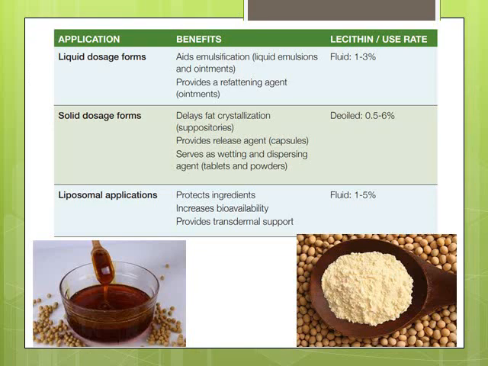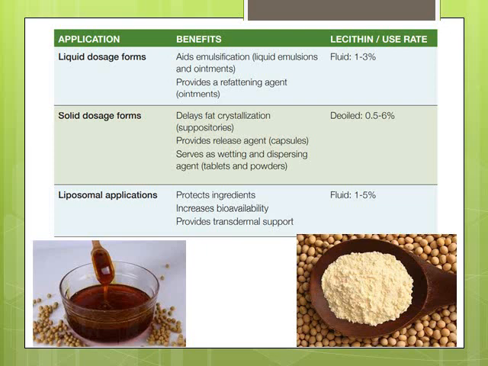This is a slide I borrowed from one of the suppliers of lecithin that shows the application of this excipient in pharmaceutical dosage form. And in the picture at the bottom, we have the liquid lecithin at the left and the de-oiled powder lecithin to the right.